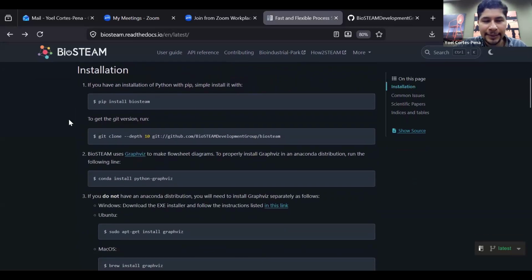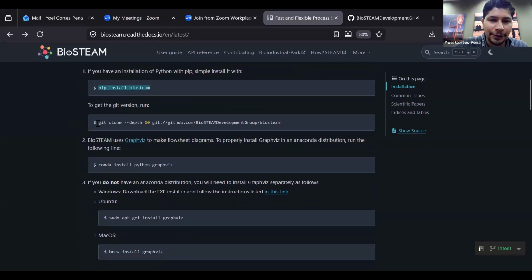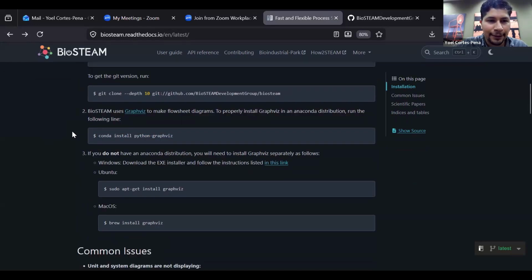I recommend first installing the Anaconda distribution for Python. And BioSTEAM works on Python 3.13 or above. So after you get the Anaconda distribution for Python 3.13, you can pip install BioSTEAM. Or if you're good with GitHub, you can actually clone the repository directly from GitHub.